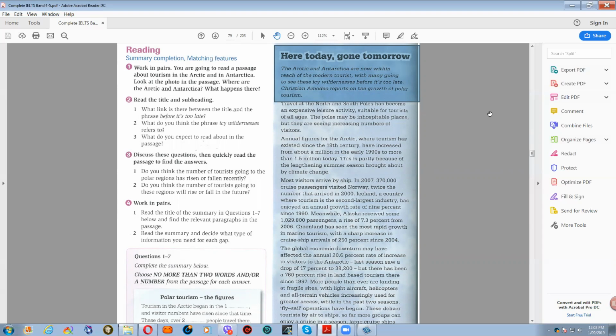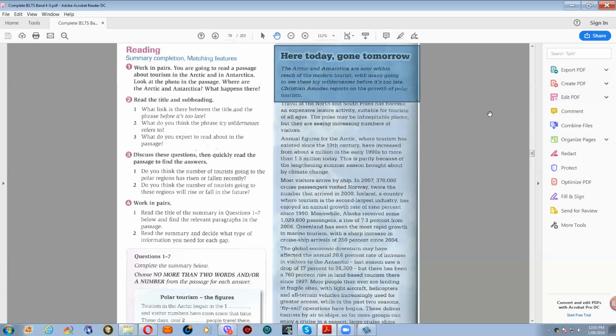We have to protect the Arctic and the Antarctic, I guess. No, they're only asking what the link is. Here today, gone tomorrow. Before it's too late. Something that might exist today may not exist tomorrow, might be gone. Okay, what do you think the phrase icy wilderness refers to?